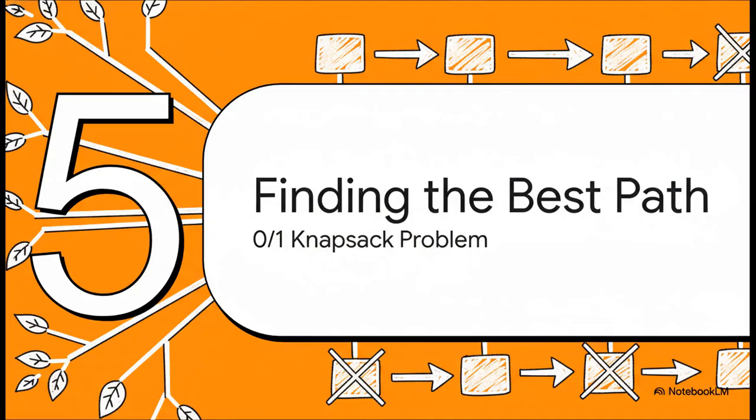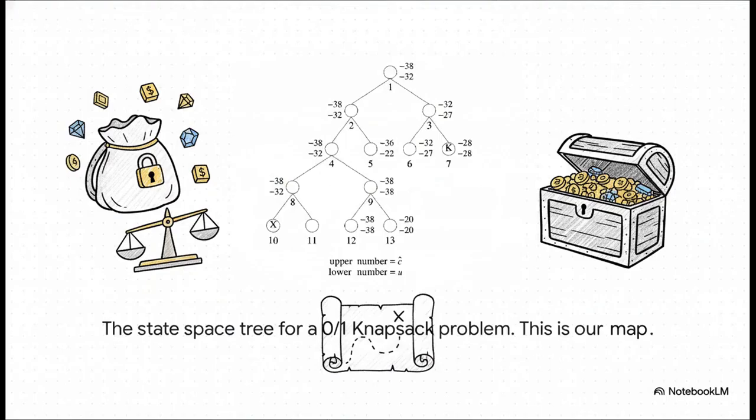Okay, so let's put all three of our ideas together. We're going to branch out to make the map, we're going to use a fair FIFO queue to decide where to go next, and we're going to prune the paths that just aren't worth our time. Let's see how this all works together on a classic problem. We're looking at the 0-1 knapsack problem.